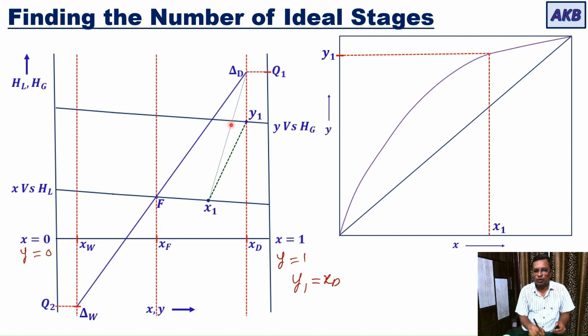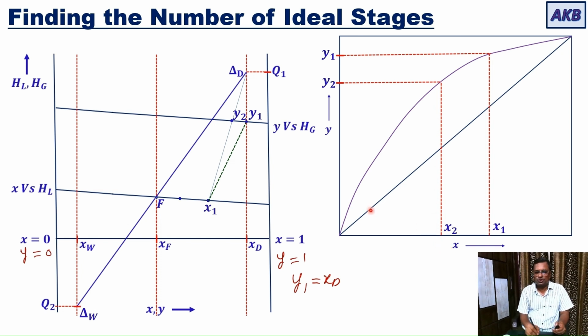That is this point. And I'm calling this point y2 because I will be reading the x coordinate of this point on the x-axis. This will be y2. So, with this y2, I will go back to the distribution diagram, then go to the equilibrium curve from y2 and get the corresponding x2.